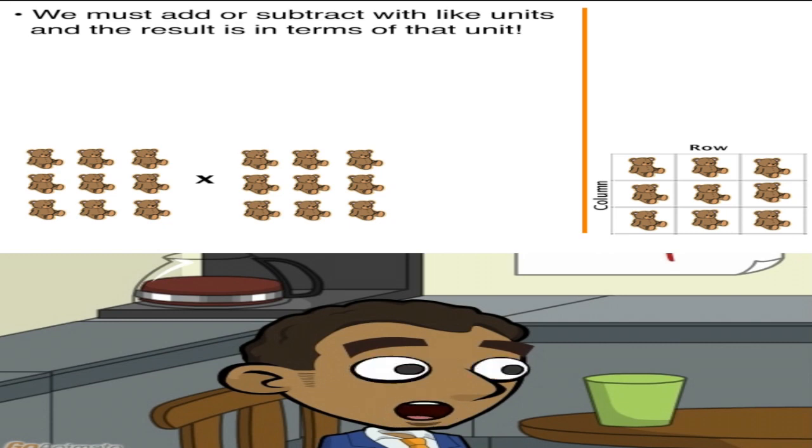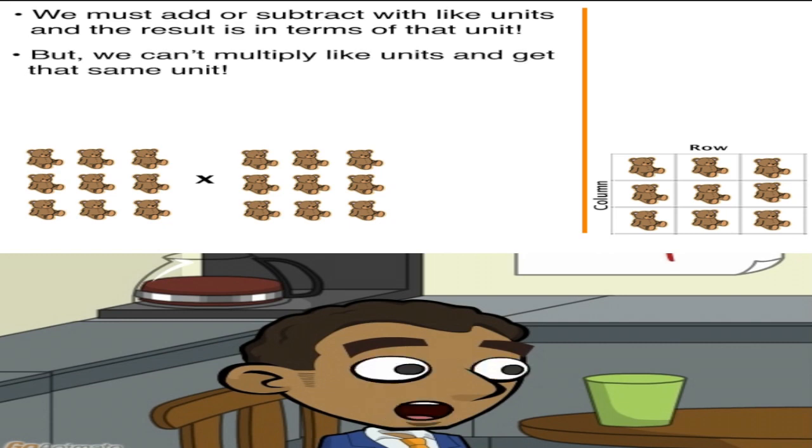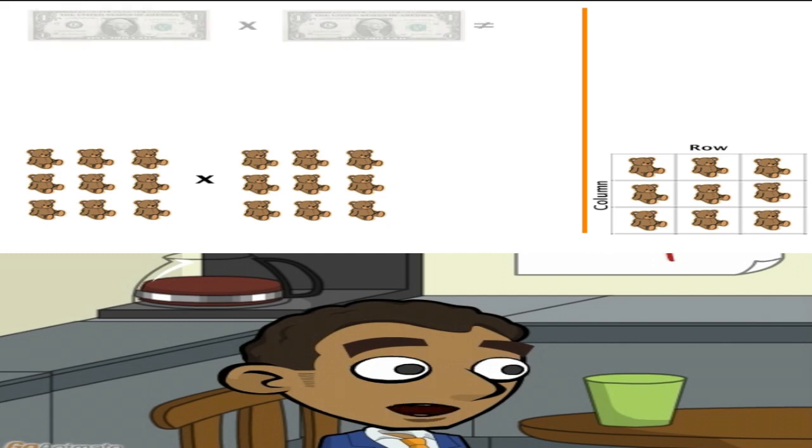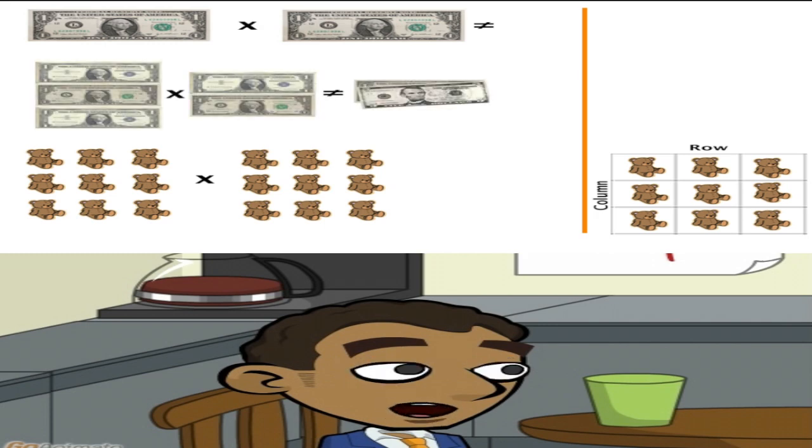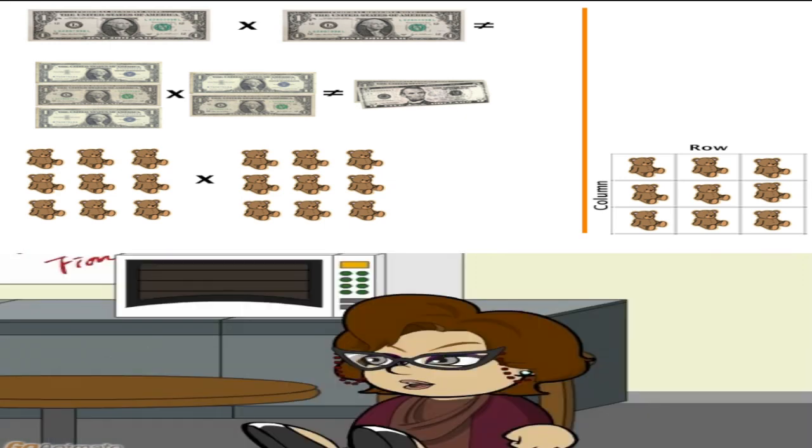So let's see if I understand this. I must add and subtract with like units, and my result is in terms of that unit. But I can't multiply like units and get that same unit. For instance, I can't multiply dollars by dollars. There is no word problem that would make sense where I have $3 times $2 and get $6, is there? And there is no such thing as dollars squared either. Yes, I agree. But you probably did not spend a lot of time thinking about this important issue in school, so it is important to think about it now.